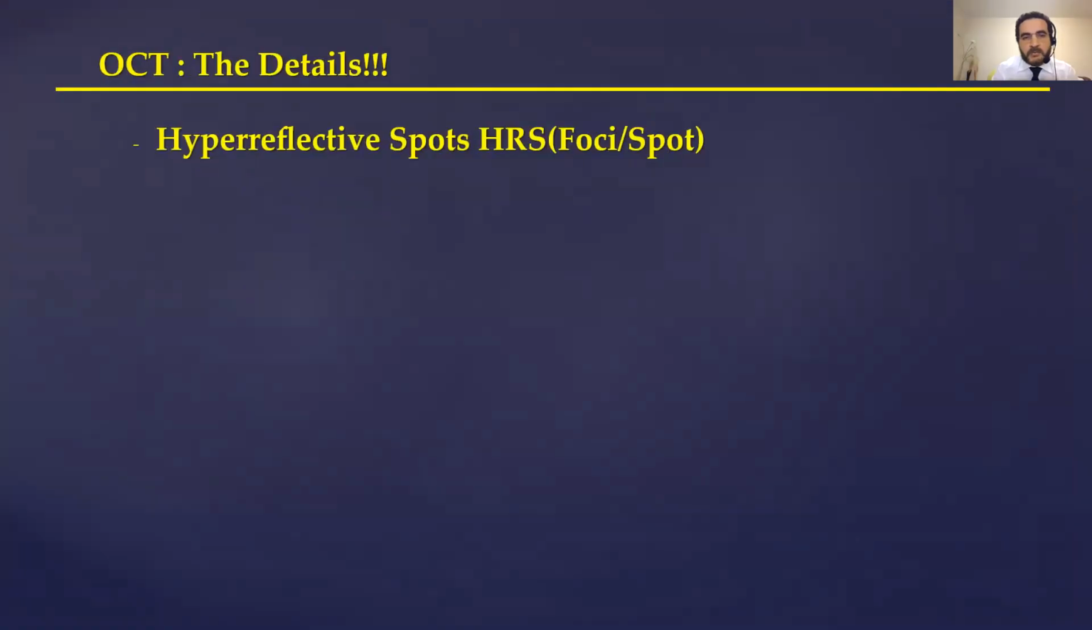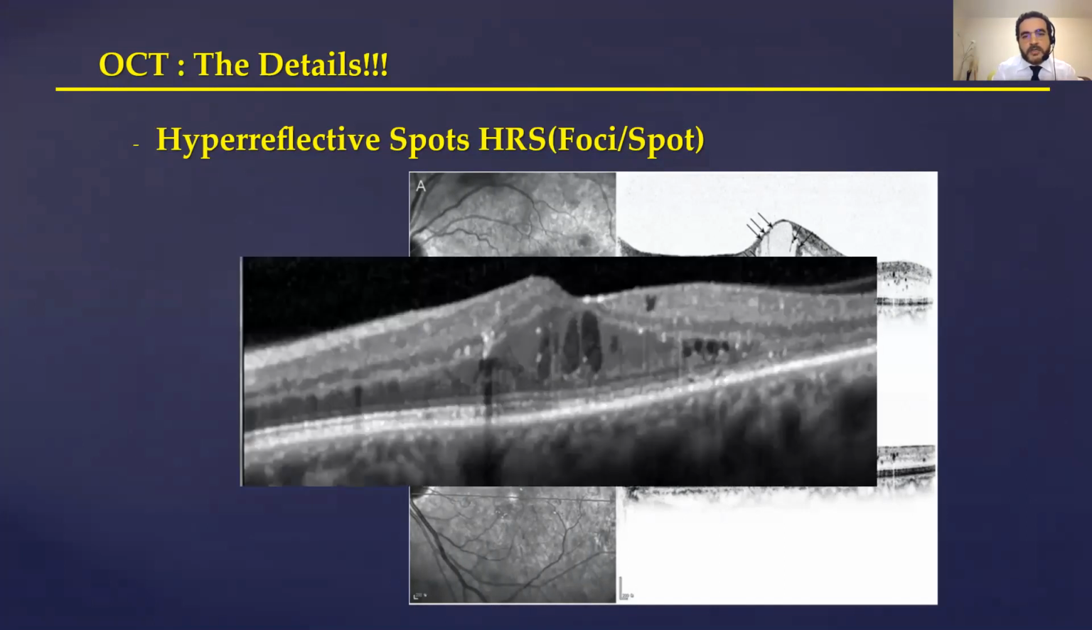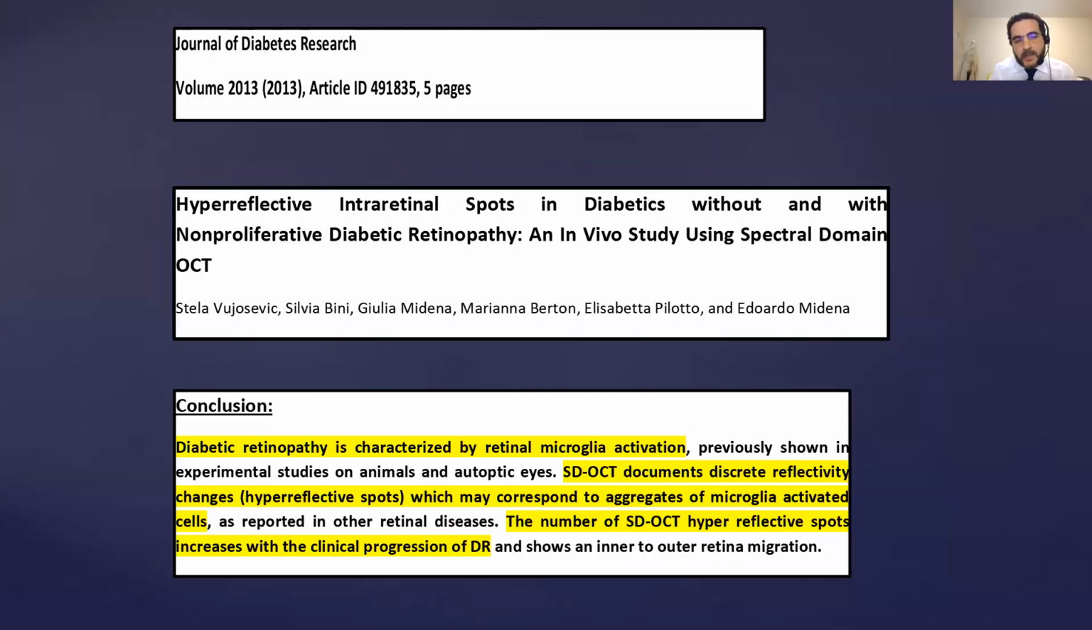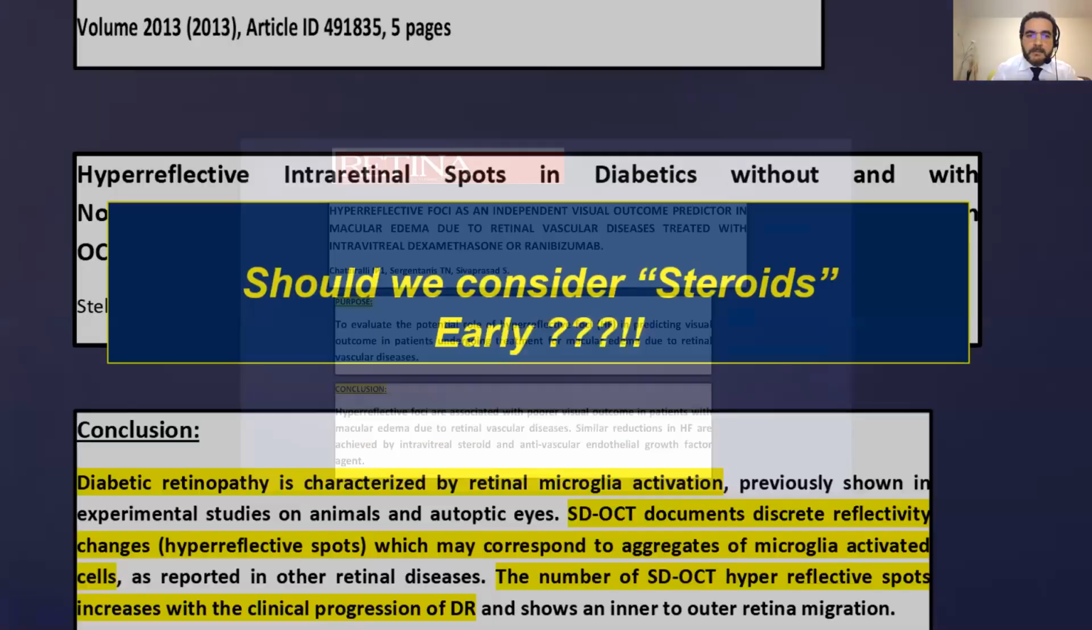Another important point, which I think most of us are now aware of, but just to refresh our memory and to ask whether you are looking for this in practice or not: the hyperreflective spots or foci. We already see these dots or foci on normal OCT. Before, we usually overlooked this and treated it as normal, but many trials actually show that these hyperreflective spots could be a sign of inflammation. They could correspond to aggregates of activated microglia cells. So in this case, should we consider steroid early? Let's keep this in the back of our minds during treatment. Many trials prove that.